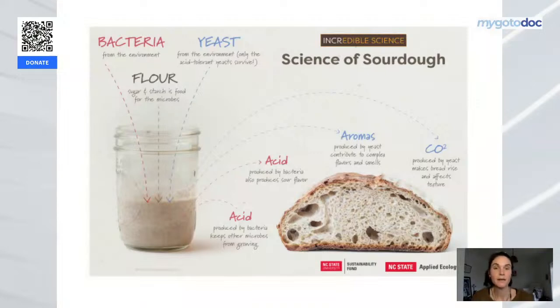But the majority of bread that was made through the history of humankind was made in this specific way with sourdough. So bacteria from the environment, flour, which is the sugar and starch that feeds bacteria, and the yeast, which is basically what produces the carbon dioxide, and that's what creates the holes and the rising of the bread, essentially.